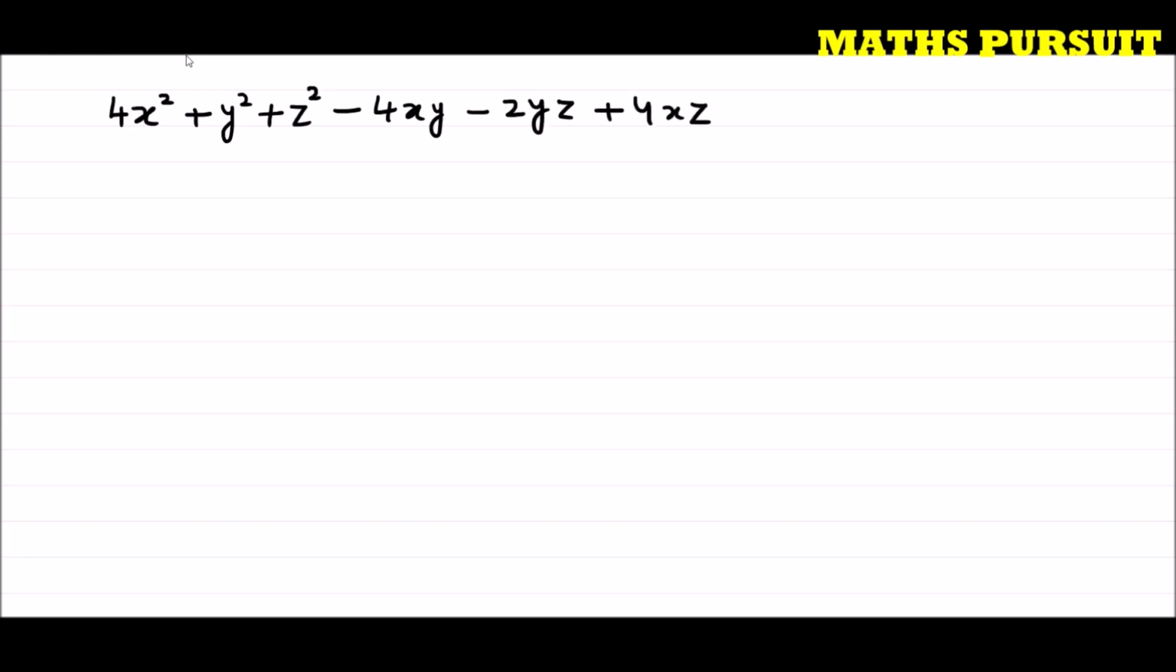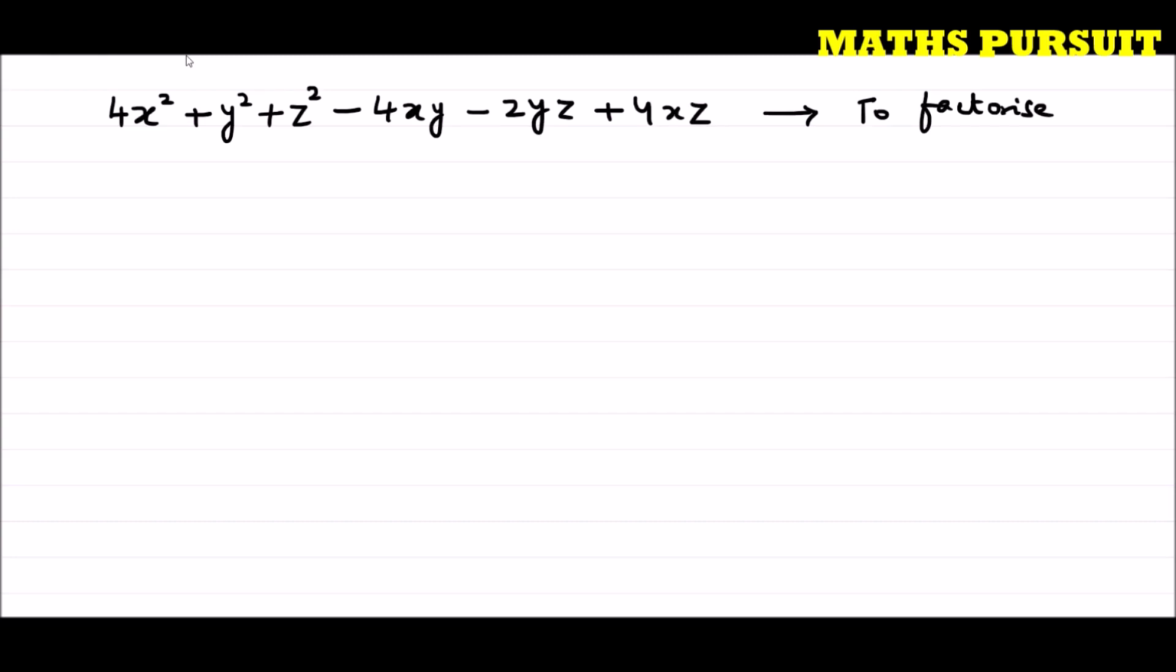Question has given us this expression: 4x² + y² + z² − 4xy − 2yz + 4xz. The question is asking us simply to factorize this given expression. Now guys, let us see how we can do this.